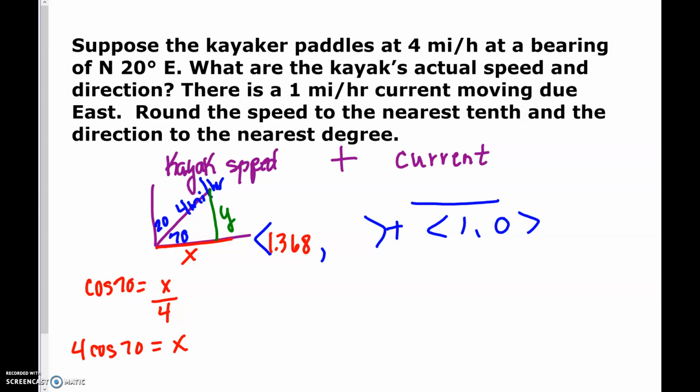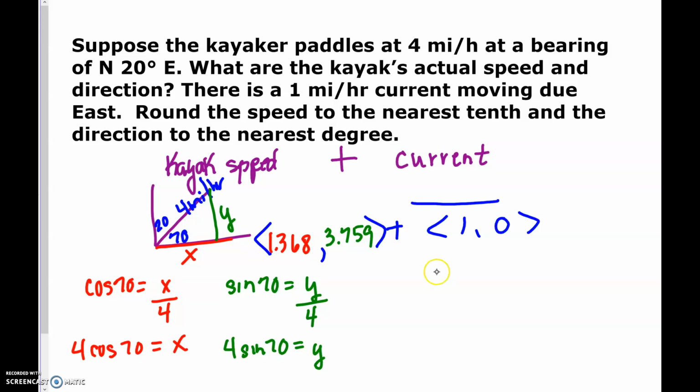All right, now I need to find out what my Y value is. For this one, I have the side opposite and hypotenuse. So I'm going to use the sine of 70 is the side opposite over the hypotenuse. So this one is 4 times the sine of 70 equals Y. When we do that one, we get the decimal value of 3.759.